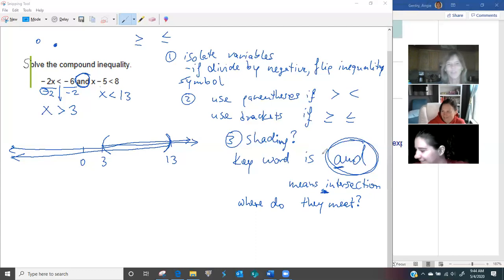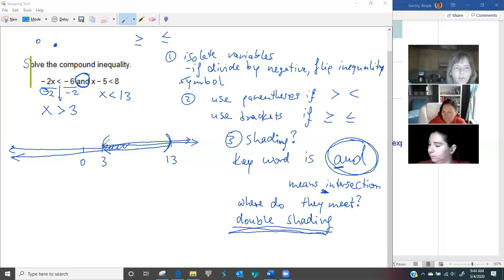Anyway, the keyword "and" means intersection. Where do they meet? Or you could just memorize double shading. If you're on a road, this car drove that way, this car drove that way. Where did they both cover the ground? Double shading. So "and" means double shading. This is where the meat is, if you had a sandwich and I say, there's my bun.